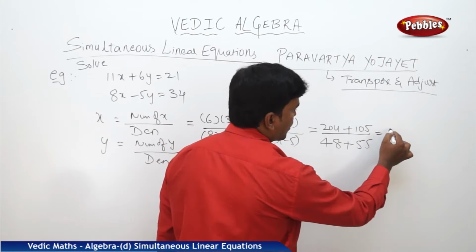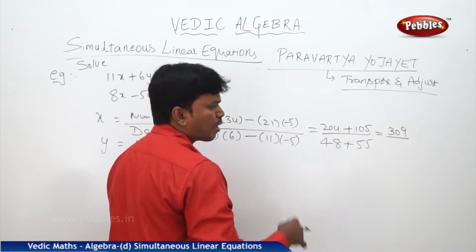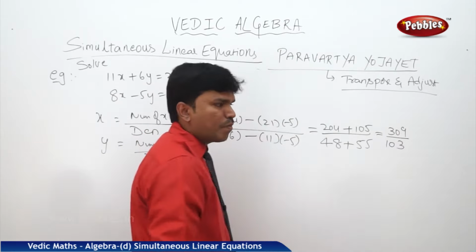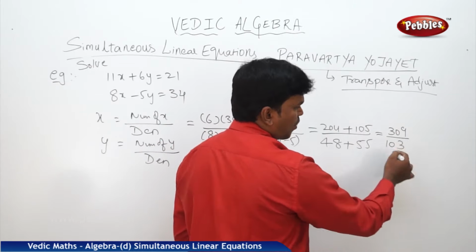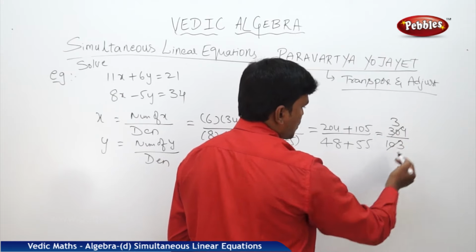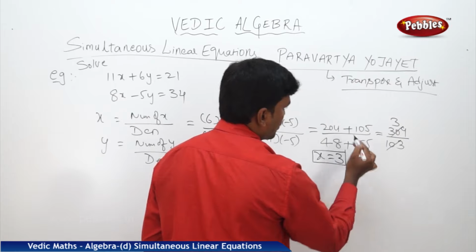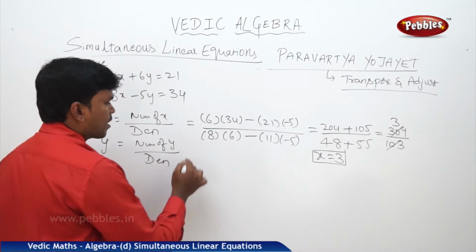It's 309 by 48 plus 55. 48 plus 55 is how much? 103. If you observe, 309 by 103, 103 goes 3 times in 309. Finally, what is the answer of x we got? 3. Now we will do it in the same way for the numerator of y.